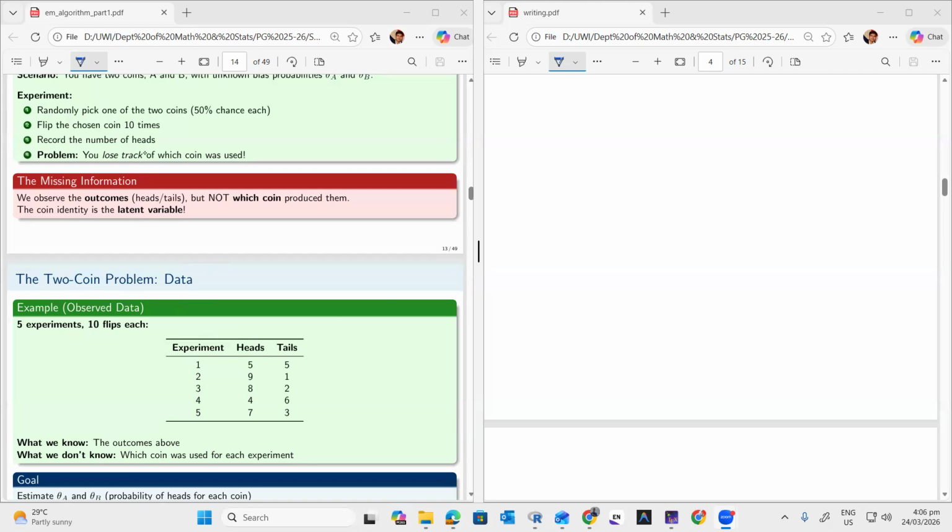We had two coins, and we flip the coin 10 times in one experiment and recorded the number of heads and tails, but we don't know in which experiment we used which coin. We don't know whether in the first experiment we used coin A or coin B, or in the second experiment we used coin A or coin B. We don't know about that.